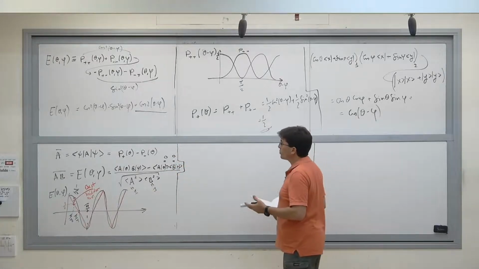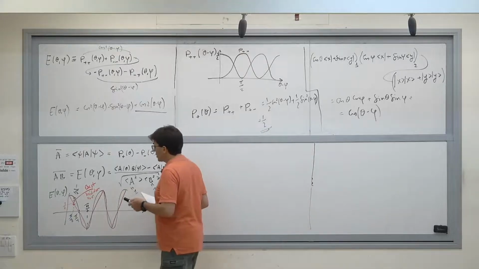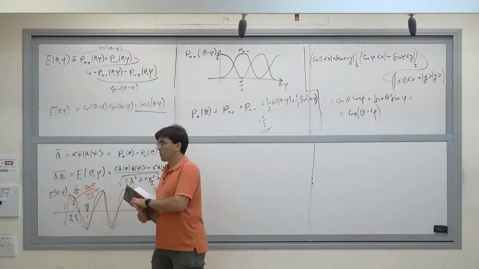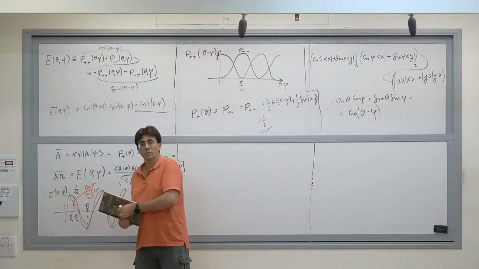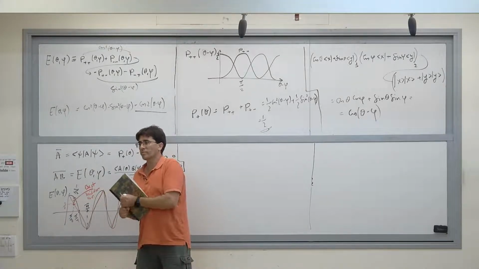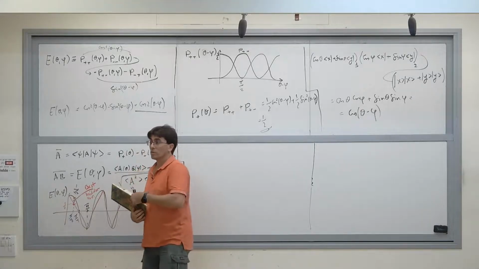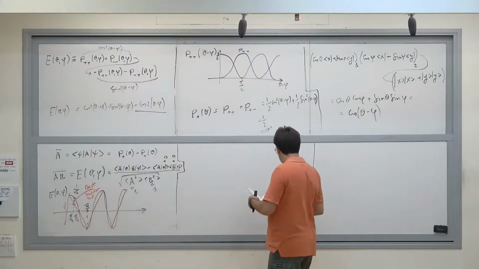I want to prove that this line that I drew here is the best you could do with local variables. So we need to say something about local variables and how they could or could not work.